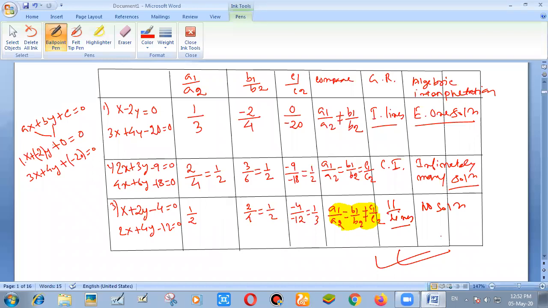Now this is very important. You have to remember this. The condition: when A1 by A2 does not equal B1 by B2, then the two equations have only one solution. When A1 by A2 equal to B1 by B2 equal to C1 by C2, then they have infinitely many solutions. And when A1 by A2 equal to B1 by B2 but does not equal C1 by C2, then they have no solution.